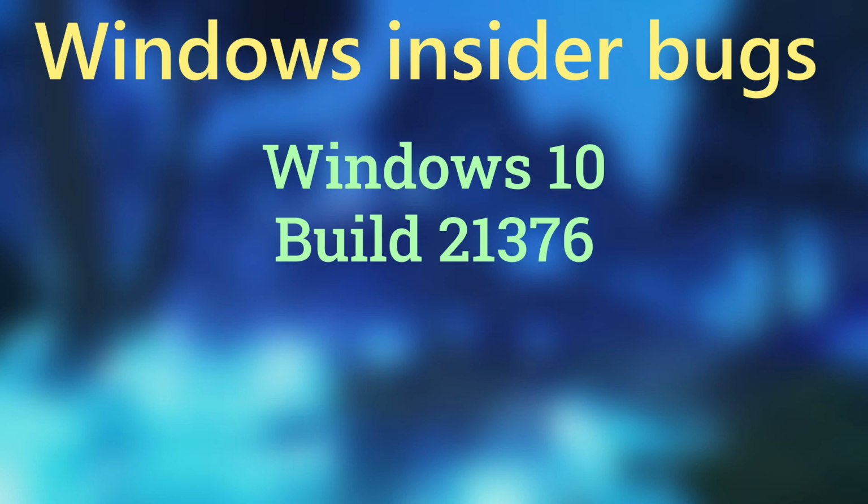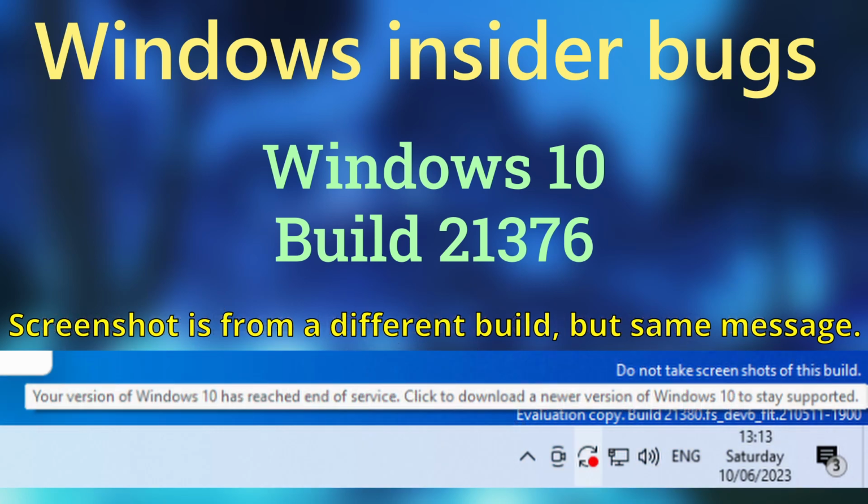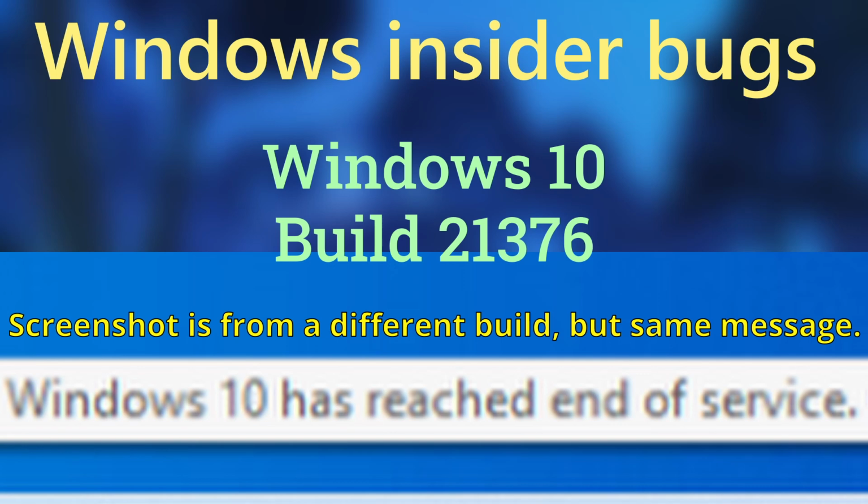Yeah. Alright, Windows 10 build 21376. Some devices may show a warning in the taskbar notification area stating that your Windows 10 version has reached end of service. Well, I guess Insider has reached its time. Time to go back to stable. This is end of service now. More like that build's now expired. At the time of recording, but if someone saw that, they'd be so confused. They'd be like, excuse me? Yeah. Well, what do you mean this is end of service? Yeah. That's how to scare someone.